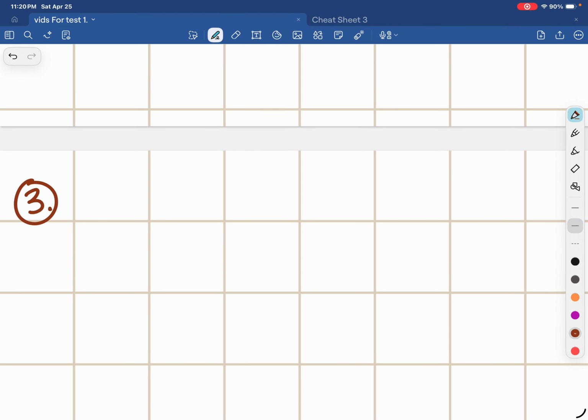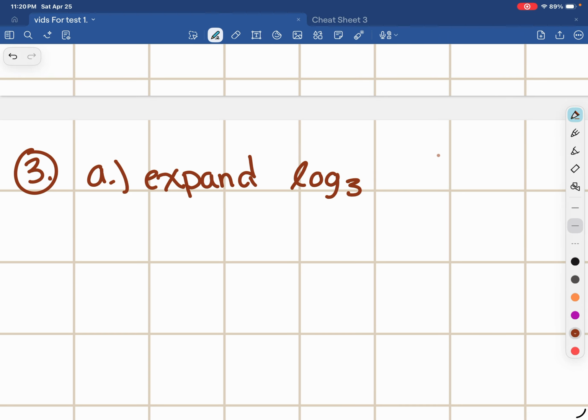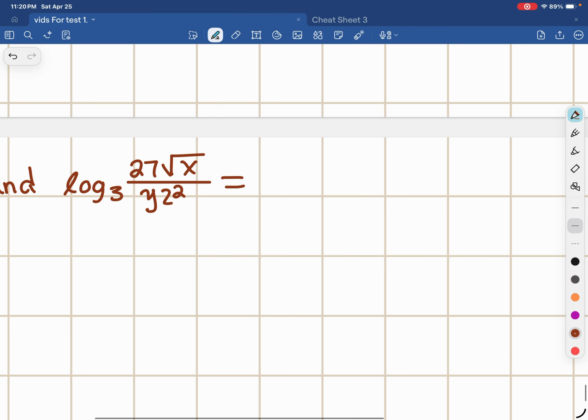So if we go up to our problem, this is going to be a 2-part problem. We have an expand and a condense, and let's start with our expand. So this is part A, and it's asking us to expand log base 3 of 27 root x over y z squared equals what?